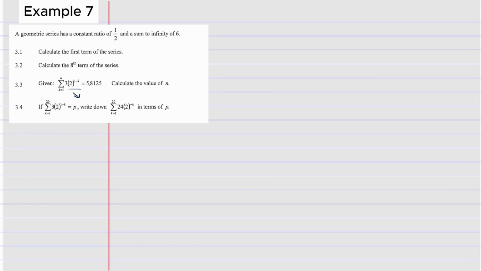So now let's do 3.4, right? It says the fact that if the sigma, starting from k till 20, right, of 3 multiplied by 2 to the power 1 minus k is equals to p, then we need to write this in terms of p. Meaning from this one, the one that they want us to write in terms of p, we need to basically transform this one so that we can have this portion so that it can be in terms of p, right? So we see the fact that we have that sigma, right, starting from k is equals to 1 ending at 20, sorry, of 2 to the power what? 2 to the power negative k.